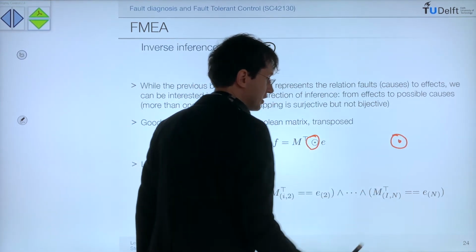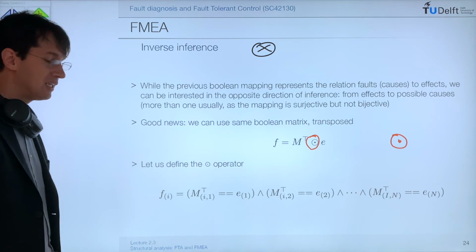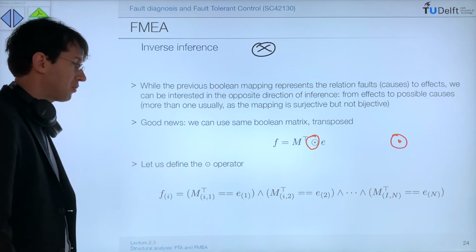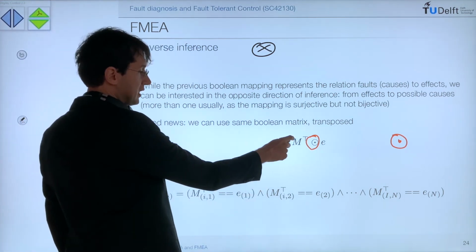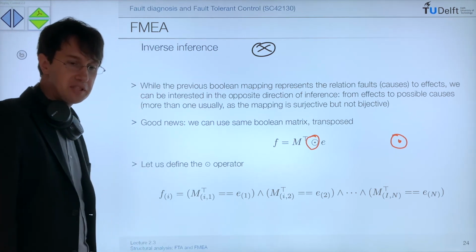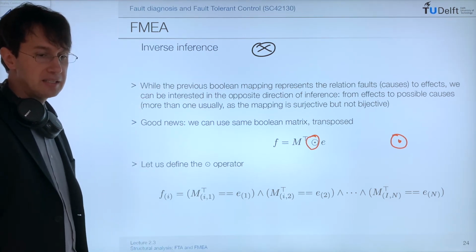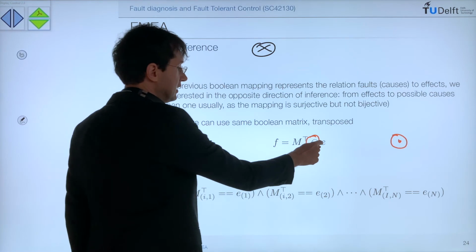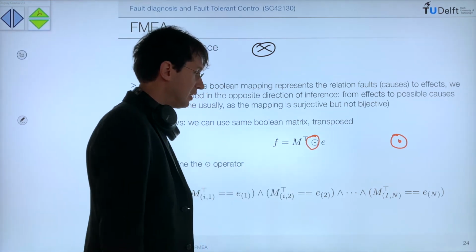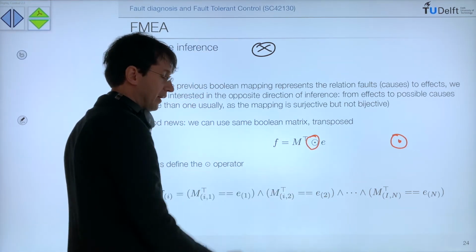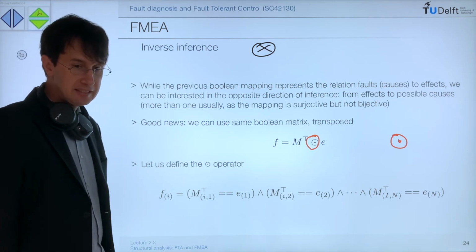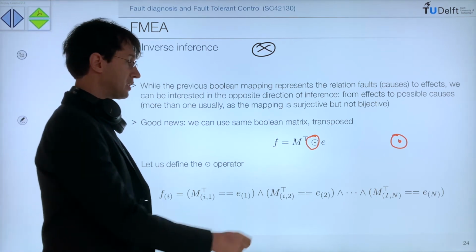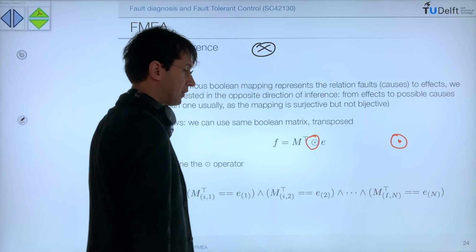So a sort of circle dot product. And we take this dot product between the transpose of the fault and effect matrix and the effect vector. So the result is a vector of faults that are candidates for explaining the effects that we see.